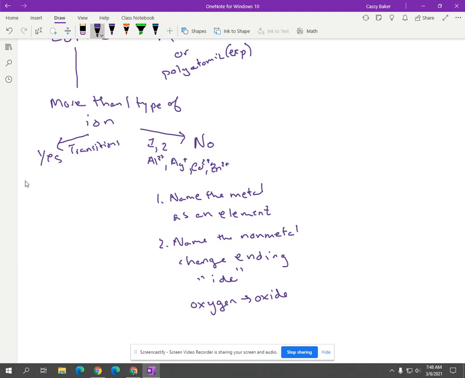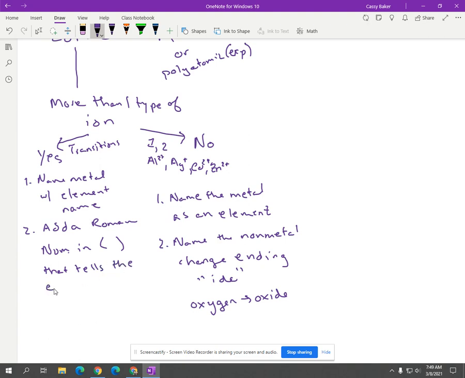On the side where there's more than one type, you're going to do the same exact process. So name the metal with its element name. Then in the second part, you're going to add a Roman numeral in parentheses that tells the charge of the metal. So you have to work backwards from the nonmetal to figure out its charge. Then you're going to do the same thing you did before: name the nonmetal with its IDE ending.